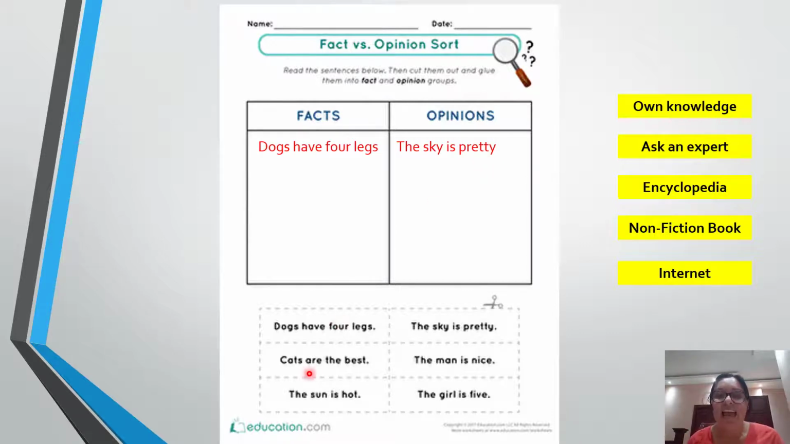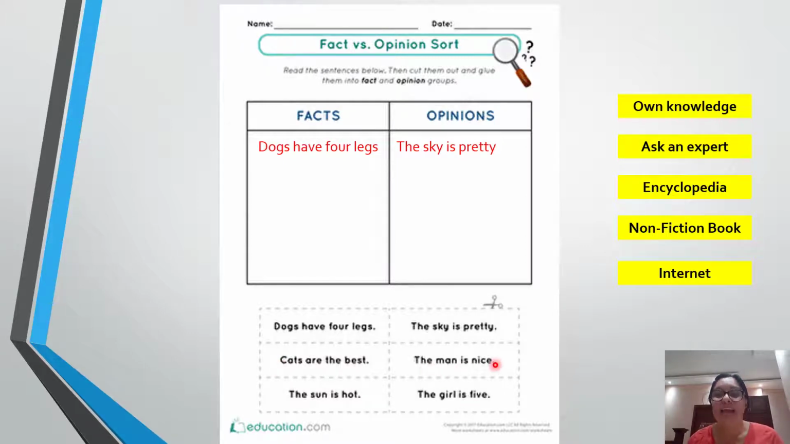Next one. Cats are the best. For example, if you have to decide to have a pet at home, some people say they prefer dogs. And some others say, no, for me, the best pets are the turtles or fish or cats. So a person says cats are the best. Is that opinion or fact? Well, we are going to leave this one to the end.